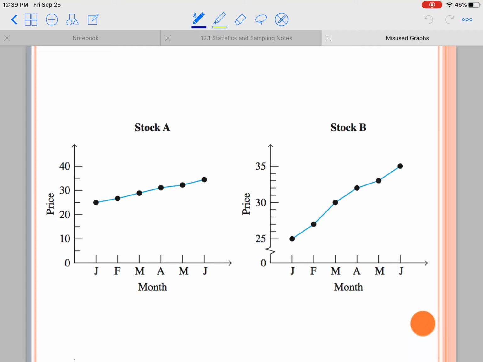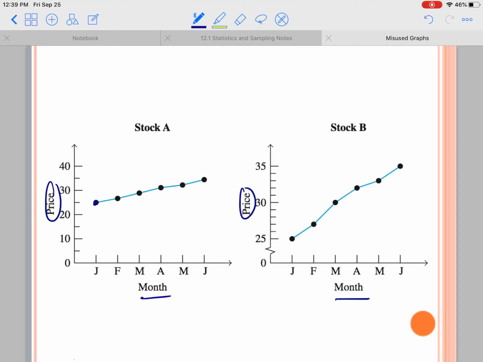All right, how about this one? Oh, here's another graph one. At first glance, we've got stock A and stock B, and it looks like the graphs are showing the price of the stock over a certain number of months. Looking at these pictures, which stock looks like it's performing better? Well, at first glance, it looks like stock B is increasing a little faster than stock A. So just by looking at this picture, if I'm a stock investor, I've got to choose B. It's increasing faster.